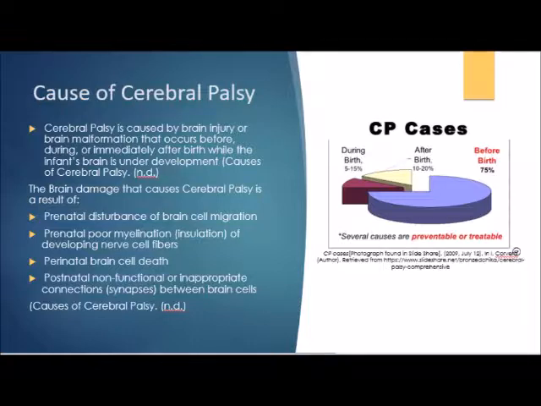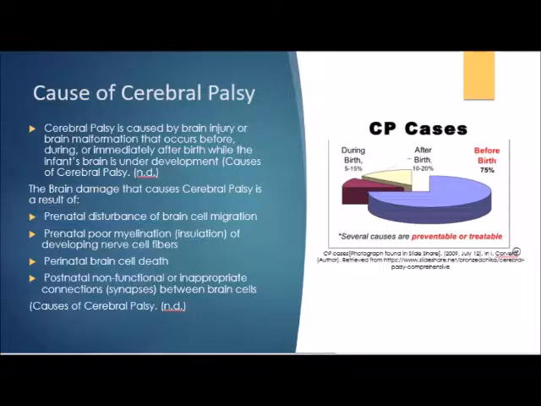So every case of cerebral palsy is unique to each and every individual. This is due in part to the type of injury, the extent of the injury, and the timing of the injury to the developing brain. The brain damage that causes cerebral palsy is a result of one of these four things.